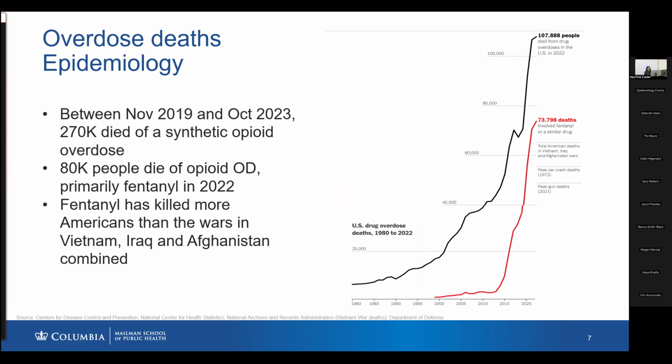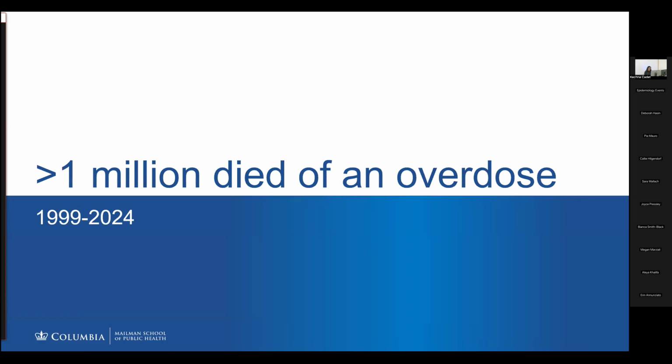To put this into context, between 2019 and 2023, more than 250,000 people died of a fentanyl-related overdose. If we take a look back, fentanyl has killed more Americans than the wars in Vietnam, Iraq, and Afghanistan combined. By 2022, for the first time in the past 20 years, we reached the 6-figure mark in this crisis, where more than 100,000 people died of an overdose. So from 1999 to 2024, we lost over 1 million lives, preventable deaths, to the overdose crisis.